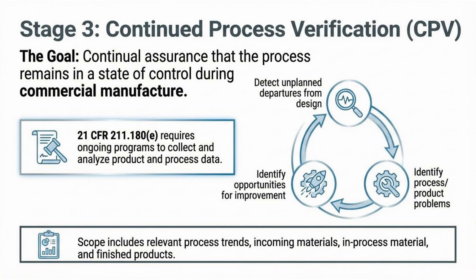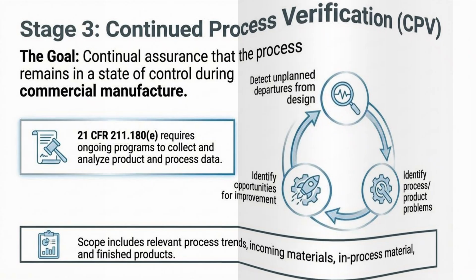Validation doesn't end at launch. Stage 3, or CPV, is about ongoing assurance. We use 21 CFR 211.180(e) to collect and analyze product and process data from routine manufacture. The goal is to detect unplanned departures from the design and identify problems before they become product failures.